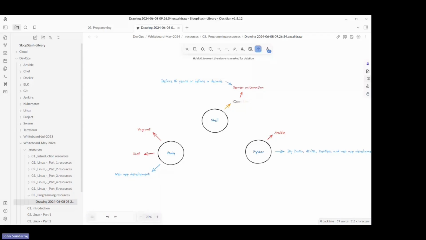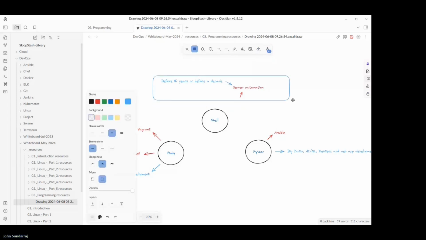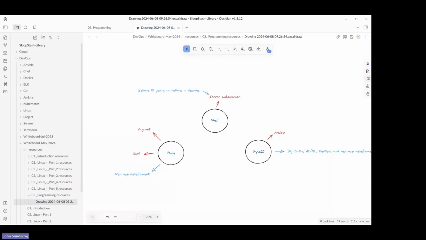That is our view. Okay, so this is more than enough. These three things are more than enough for you if you want to survive for another decade, because if you learn Python, you have scope in big data, machine learning, and not just in DevOps and web application development.